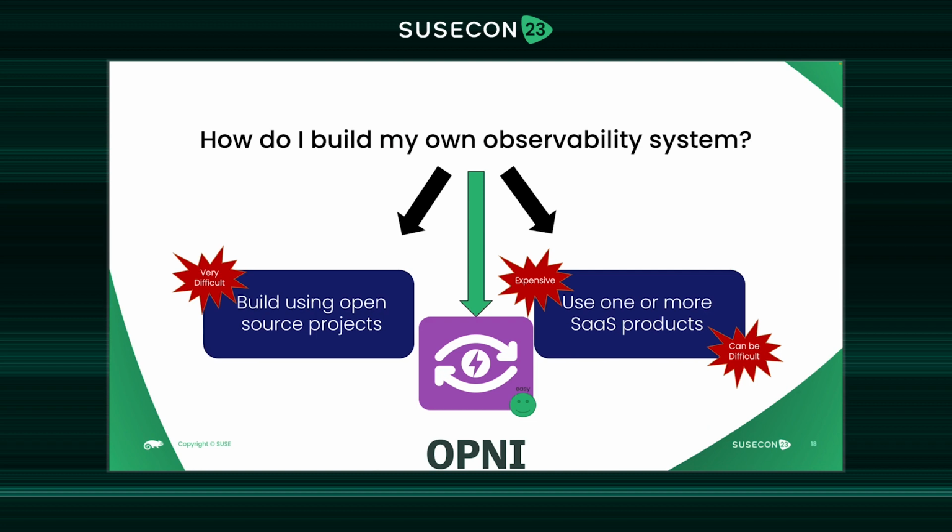Now, if you do want to build your own observability systems using Apache 2 open source projects, Opni allows you to do so in one go. You no longer need to select all the discrete components and put them together to build your observability system. You can use Opni to create and manage your observability agents and backends. Similar to how Rancher made the creation and management of Kubernetes clusters easy, Opni does that for observability systems.